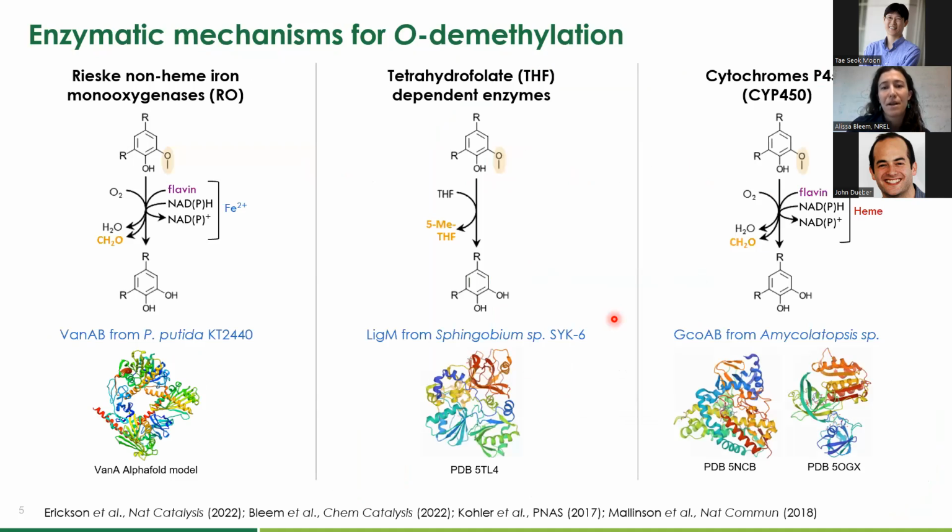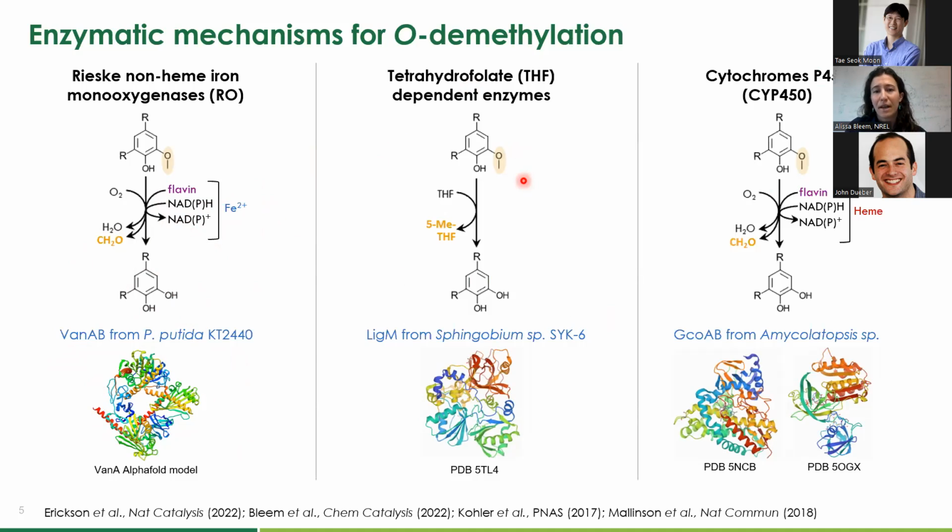There are 3 known enzymatic mechanisms that can conduct this demethylation reaction in vivo, and those are shown here. So on the left, we have the Rieske non-heme monooxygenases. These enzymes work by activating molecular oxygen with a free iron and using a flavin group to shuttle electrons, ultimately releasing formaldehyde as a byproduct and the demethylated substrate. So an example of this is the vanillate demethylase from Pseudomonas putida. That's a native enzyme. And this is just a model of that structure.